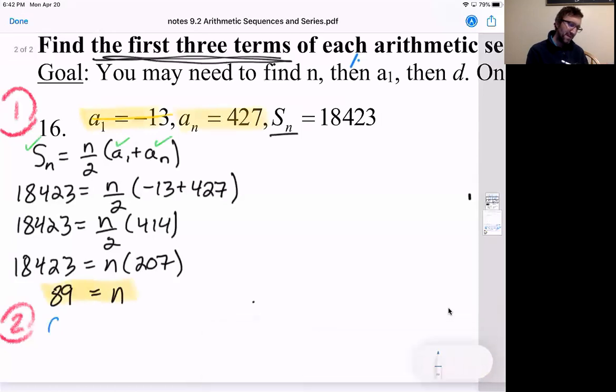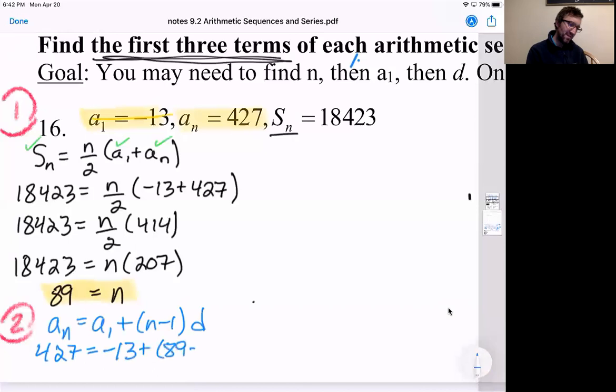We have this formula, a sub n equals a sub 1 plus n minus 1 times d. A sub n is 427. A sub 1 is negative 13. N is 89, minus 1, times d. If we add 13 to both sides, that gives us 440 is 88 times d. And then divide by 88. 440 divided by 88 is 5. So our common difference is 5.